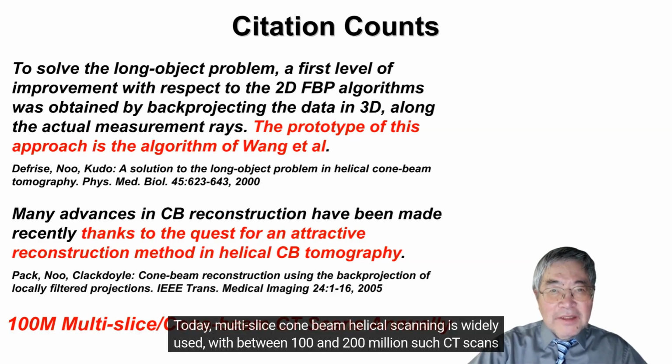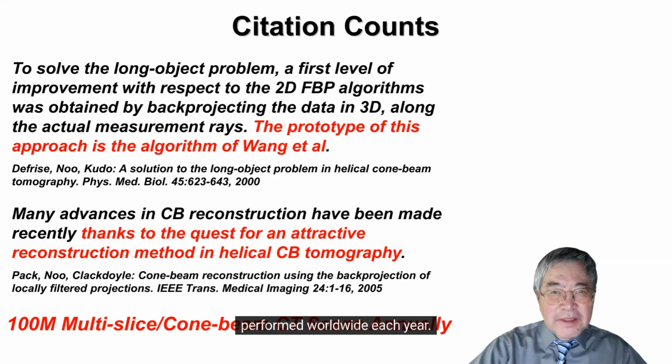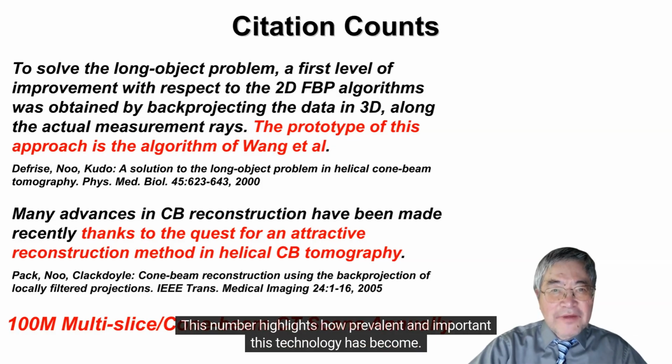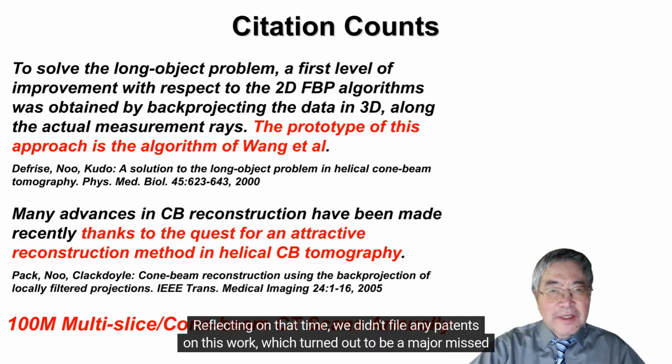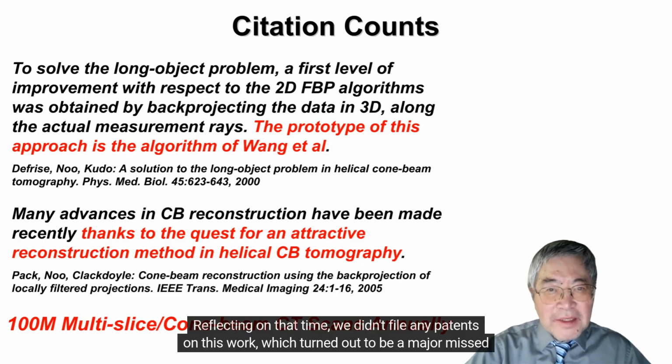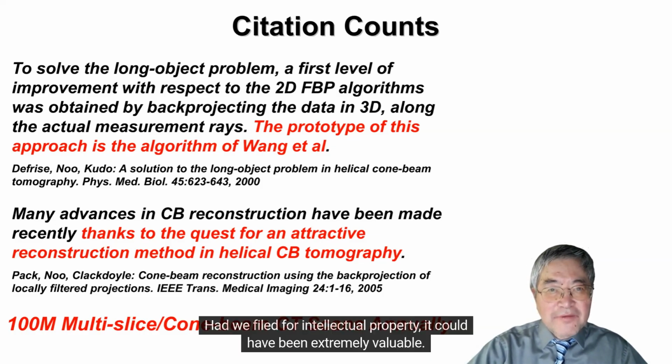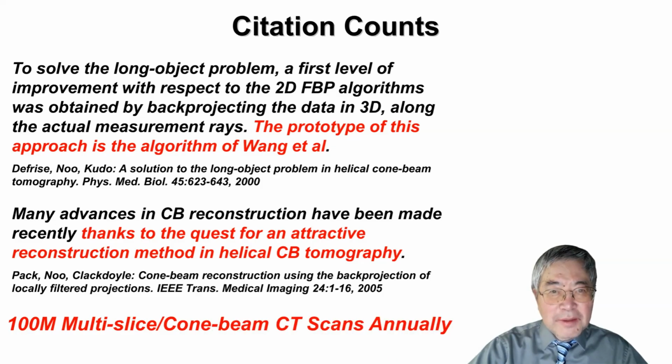Today, multi-slice cone beam helical scanning is widely used, with between 100 and 200 million such CT scans performed worldwide each year. This number highlights how prevalent and important this technology has become. Reflecting on that time, we didn't file any patents on this work, which turned out to be a major missed opportunity. Had we filed for intellectual property, it could have been extremely valuable.